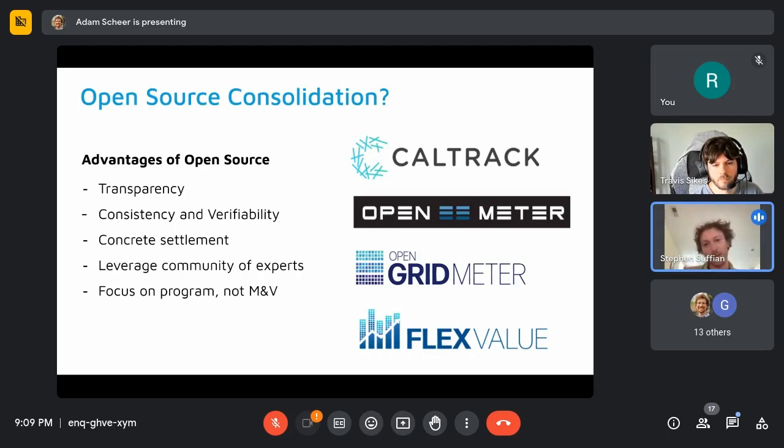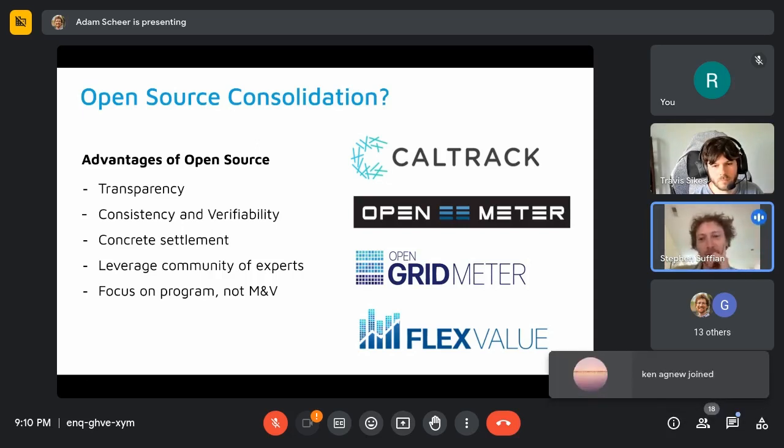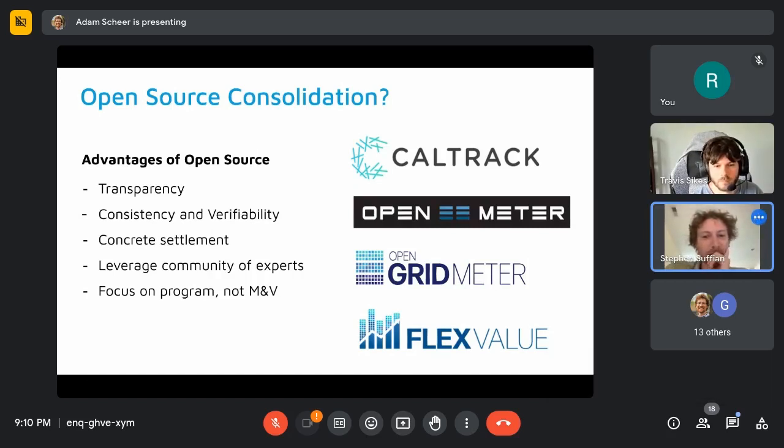GridMeter is a different working group. You'd have leaders of those working groups interacting with each other to make sure things are aligned. That's the vibe that I'm seeing in this other project I'm in. But I'm sure there's other ways to do it.